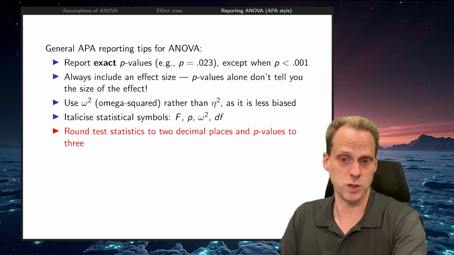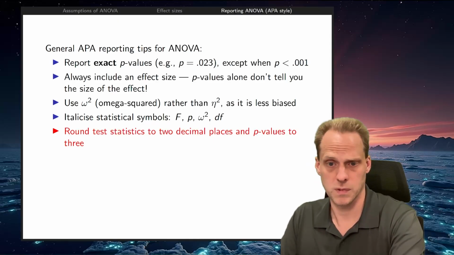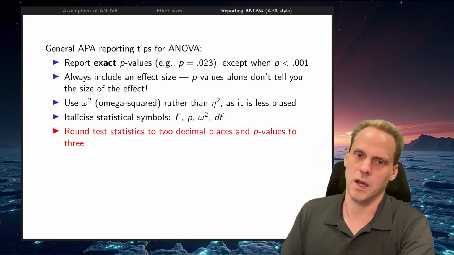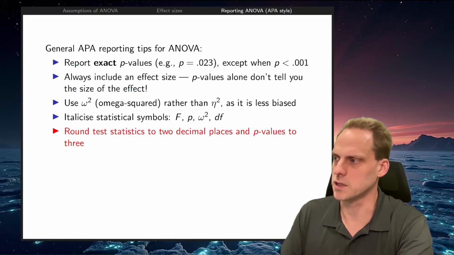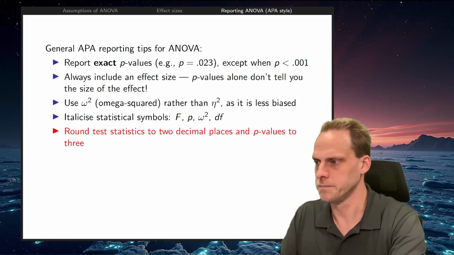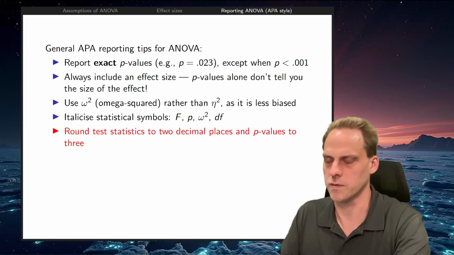Round test statistics to 2 decimal places and p-values to 3. Yeah, that would be good practice. The p-value rounded to 3 decimal places is okay. For F, you really don't need 3 decimal places there. You kind of want to see if F is larger than 1. So 2 decimal places is really enough.